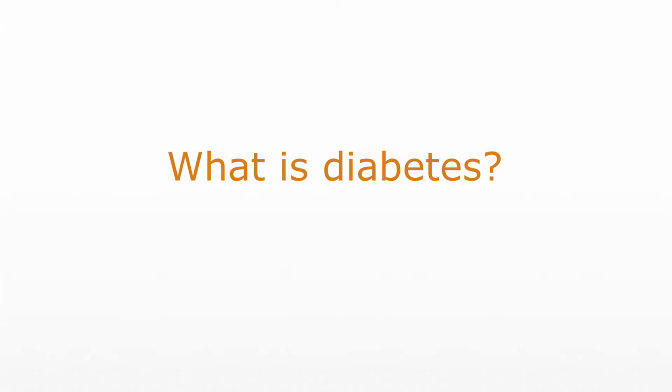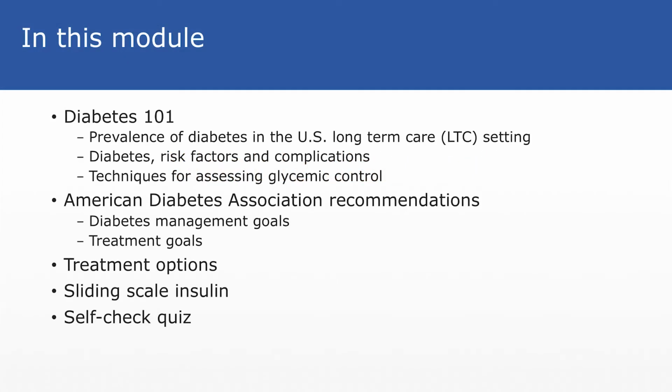Module 1. What is diabetes? In this module, we will review the implications of diabetes in the long-term care setting, including common risk factors and techniques for assessing glycemic control. We will also review the American Diabetes Association treatment recommendations, including a position statement published in 2016 focusing on the management of diabetes in long-term care and skilled nursing facilities.